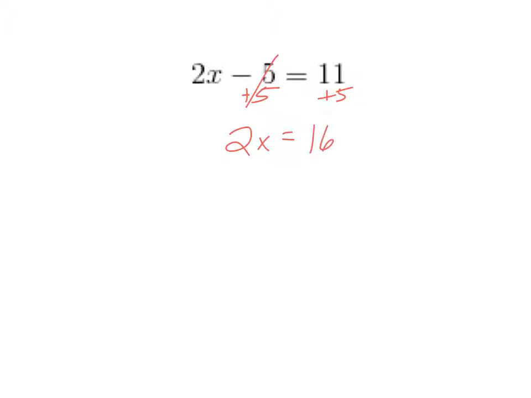So I've got 2 times x equals 16. I have to undo this multiplication, and I can do that by dividing. So I'm going to divide by 2 on the left, and I have to do the same thing on the right. The 2's cancel out on the left, leaving just x. 16 divided by 2 on the right gives me 8. My answer is x equals 8.